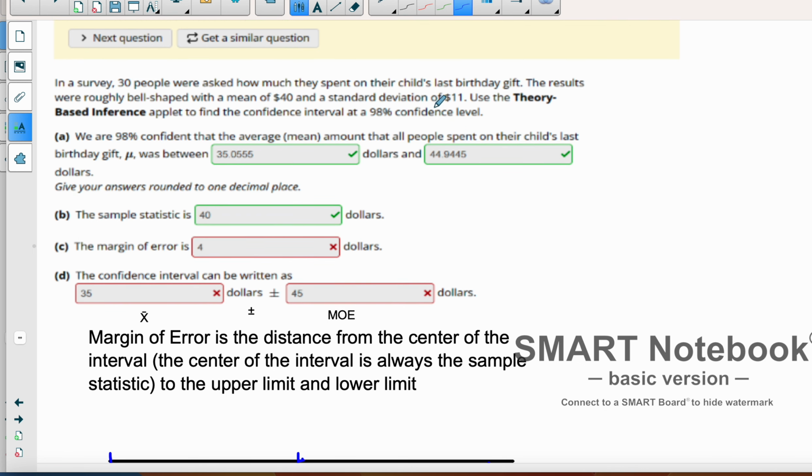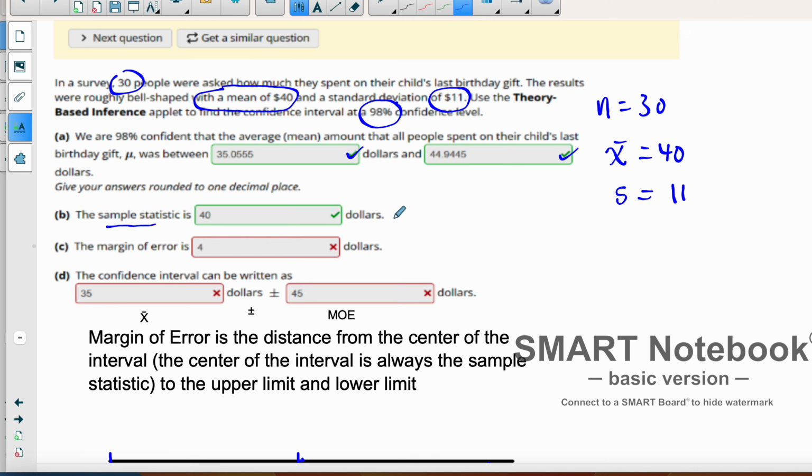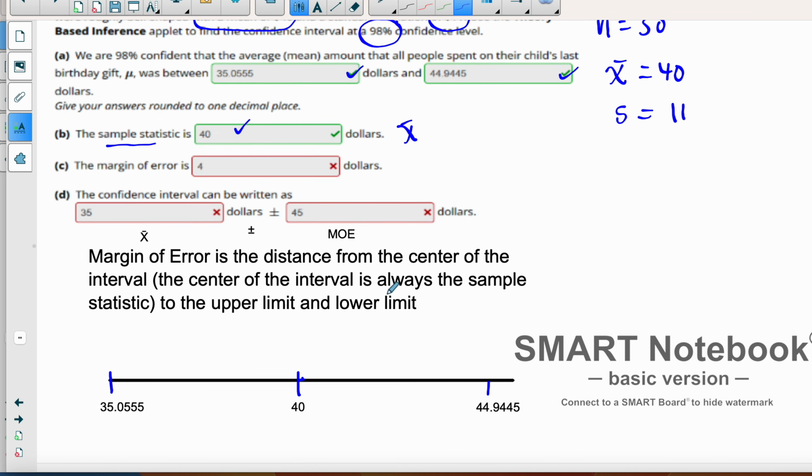Same thing here. So in this case, your n equals 30. You got that correct because you put everything in. From that sample of 30, you had a mean of $40. That's your x bar equals $40. And your standard deviation, S, is equal to $11. 98% confidence interval. Got that. Okay. Sample statistic, that's your x bar. Got that. The margin of error.